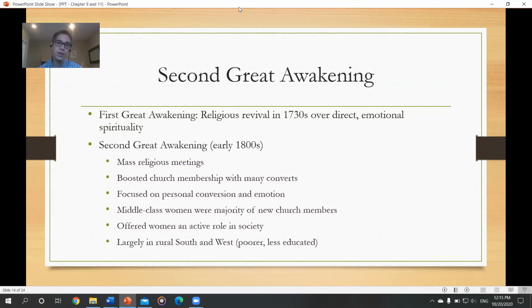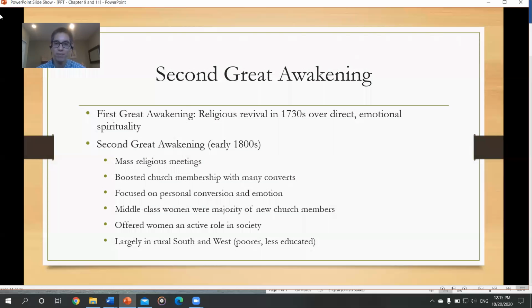Now, this was largely in the South and in the West. These were mostly poorer regions, so they were kind of attracted to the draw of religion, and also less educated. They might not have read about the scientific revolution or the ideas of Darwin, and so they might be more interested in these religious ideas.